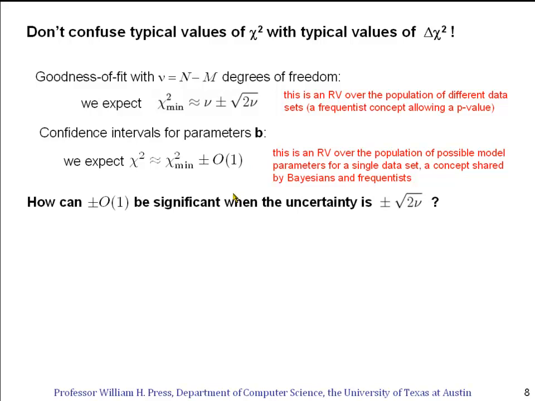So there's an apparent paradox here. If it didn't even matter plus or minus the square root of 2 nu, and this could be a large number as the number of data points gets large, if square root of 2 nu was not significant up here, how can an order unity value be significant down here when we get around to deciding what the uncertainty of the b's is? Well, there's a simple answer to that.